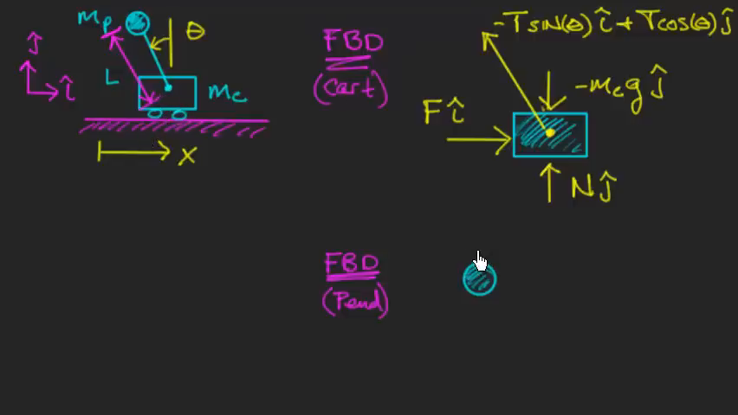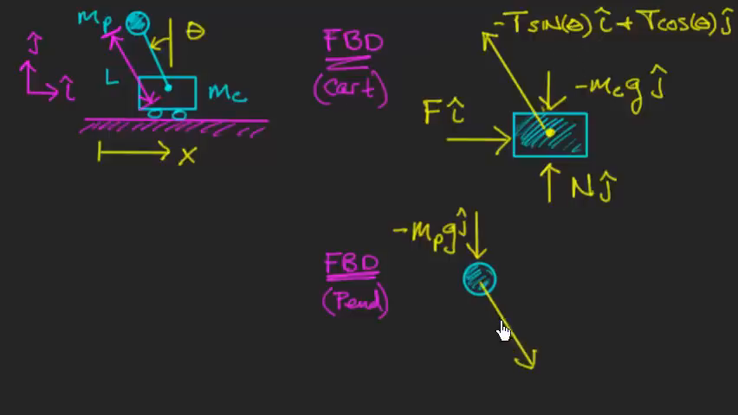So here we are at the pendulum. What are the forces acting on it? The first one that comes to mind, or at least my mind, is its weight. It's mpg in the minus j hat direction. So there's the weight of the pendulum acting down on it. And then it also feels the tension in the rod again. It's the exact same rod, so it's the exact same tension, but it's the other end of the rod, so it's a force equal in magnitude, opposite in direction of the tension acting on the cart.